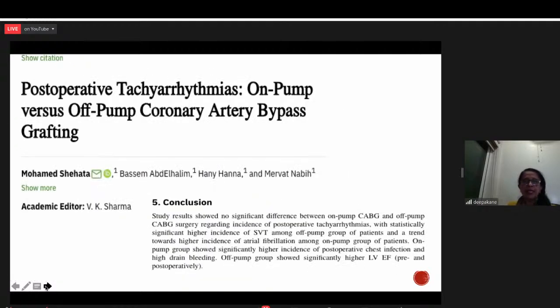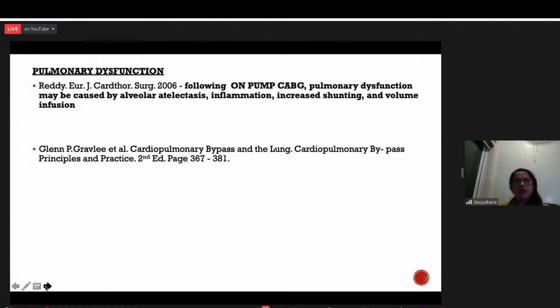What about the post-operative tachyarrhythmias? Whether it is on-pump or off-pump, there are always tachyarrhythmias, and one of the authors has concluded that tachyarrhythmias occur in both situations, but there is a higher incidence of atrial fibrillation in on-pump, and other types of SVT are seen in off-pump surgeries. Coming to pulmonary dysfunction, in on-pump CABGs, pulmonary dysfunction is seen to be caused more by alveolar atelectasis, inflammation, increased shunting, and volume infections.